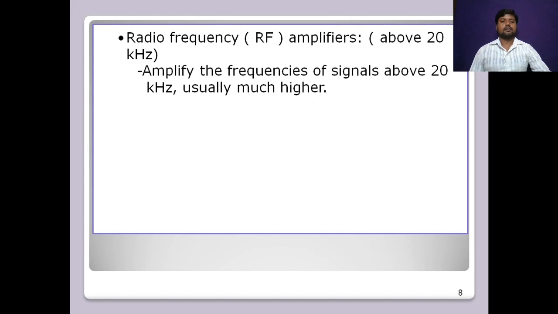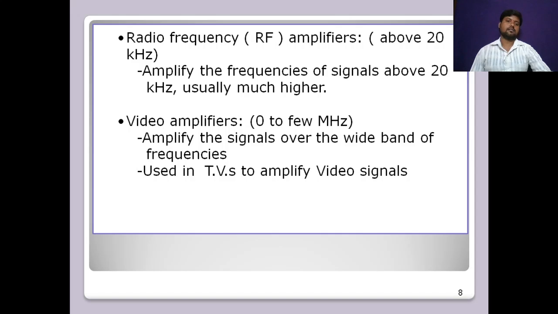The next one is radio frequency amplifiers, which are above 20 kilohertz. Radio frequency amplifiers deal with signals that are radiated in the air, though we can also use RF in cables. They amplify frequencies above 20 kilohertz, which are usually much higher. And the last one is video amplifiers, or video frequency amplifiers, which go up to a few megahertz.